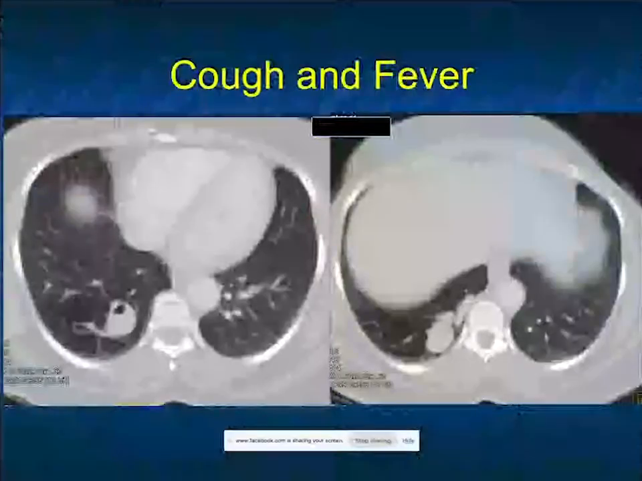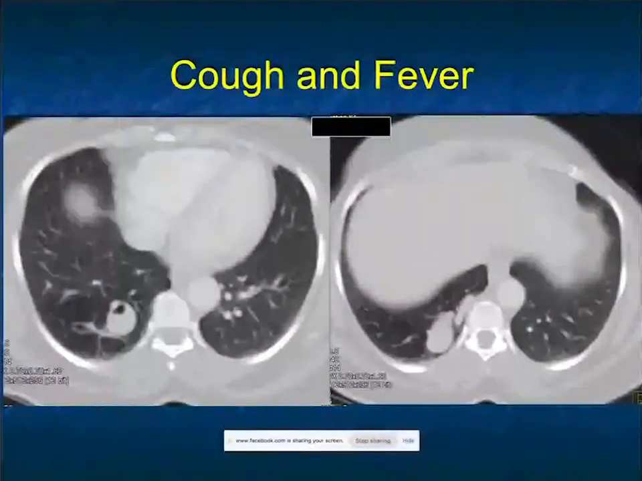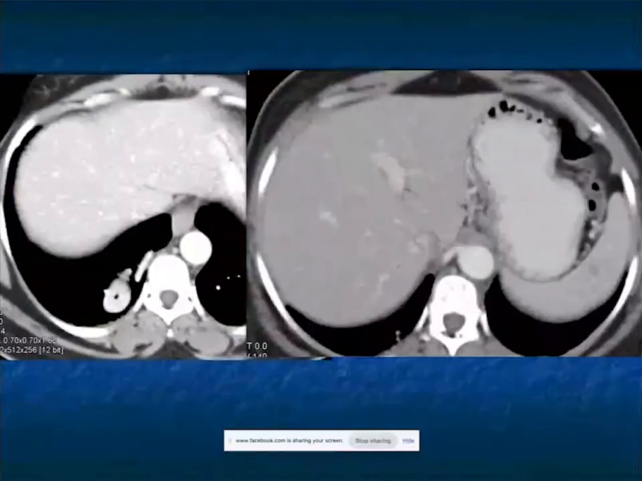First case, cough and fever. You can see there's a mass in the right lower lung. Kind of looks a little bit strange for pneumonia. It's perfectly round. And then in the image on your right, there's a tubular structure going to it. And if you look at the venous imaging, you can see that tubular structure is a vessel. And if you follow it down, you can see it's coming off the aorta.